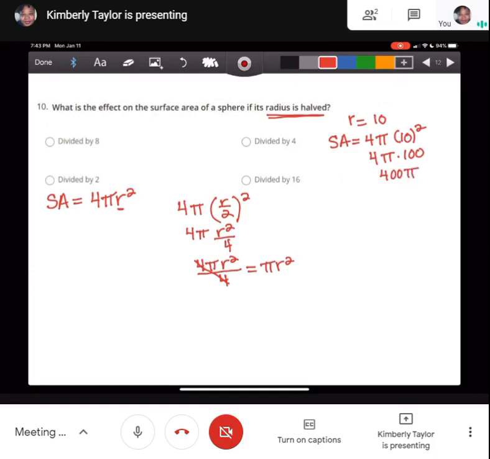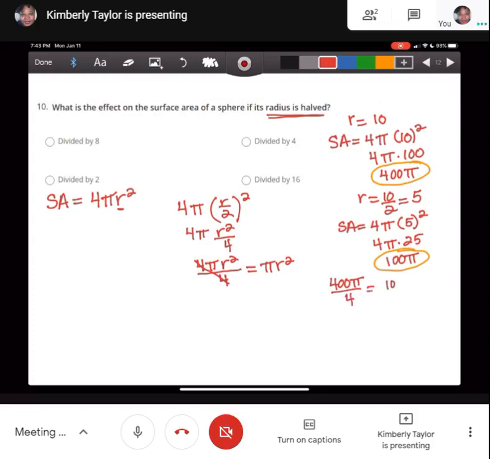But let's say we cut the radius in half. 10 divided by 2 is going to get me 5. So now the surface area is 4 pi times 5 squared. Well, 5 squared is 25, and 25 times 4 is 100 pi. So look at the difference between these two: we have 400 pi and 100 pi. If I divide the original surface area by 4, I get the 100 pi. So what is the effect on the surface area of a sphere if its radius is half? You just divide by 4.